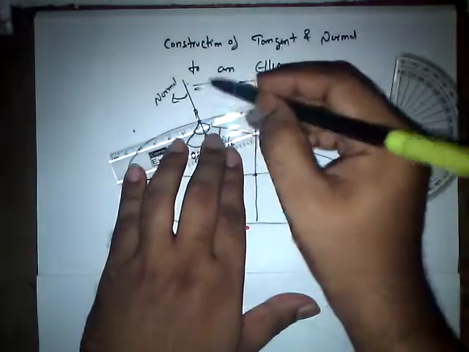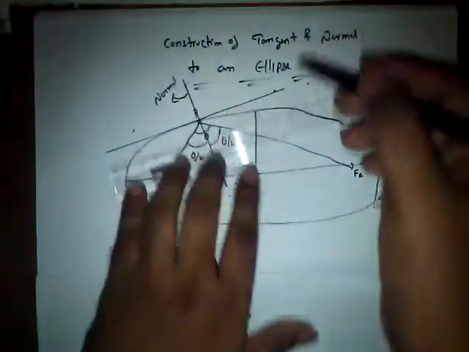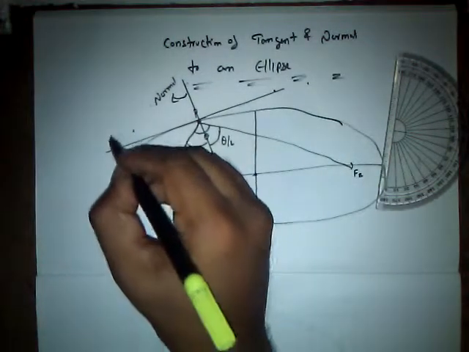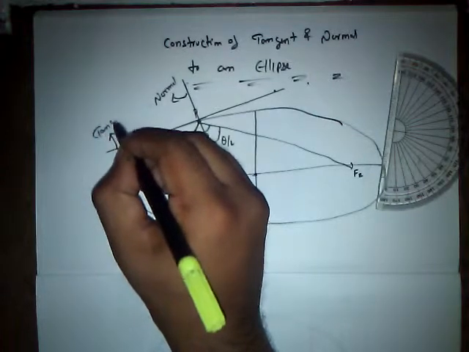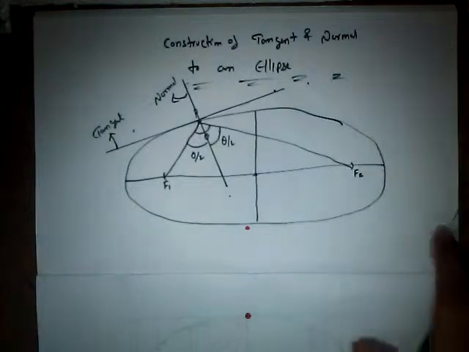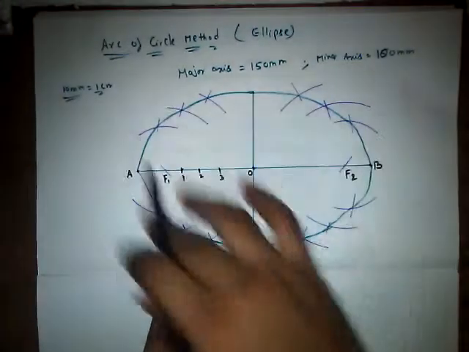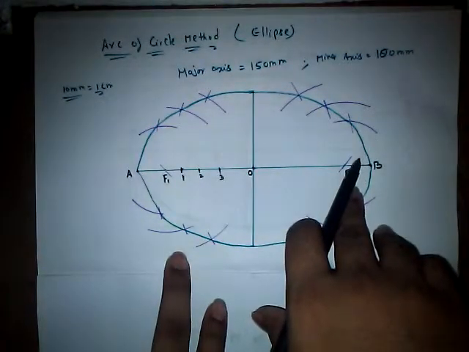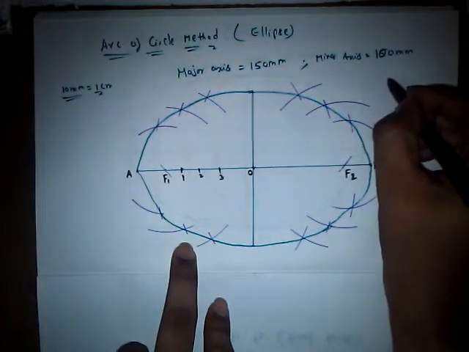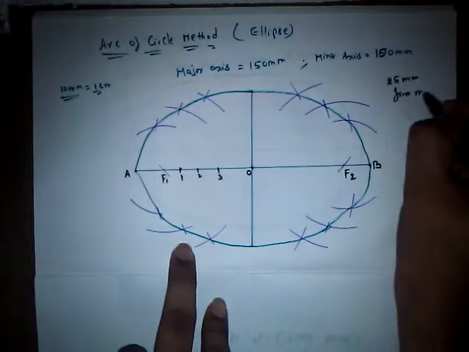And we got the required line known as the tangent. A tangent is the line that touches the curve. So this is our tangent and this is going to be our normal. As per the previous question, we had to draw a normal and a tangent to this curve, at a distance of 25 mm from the major axis.